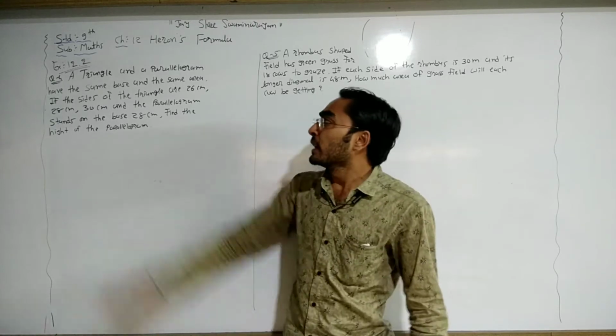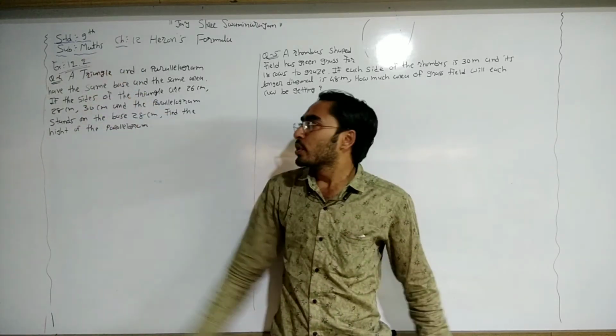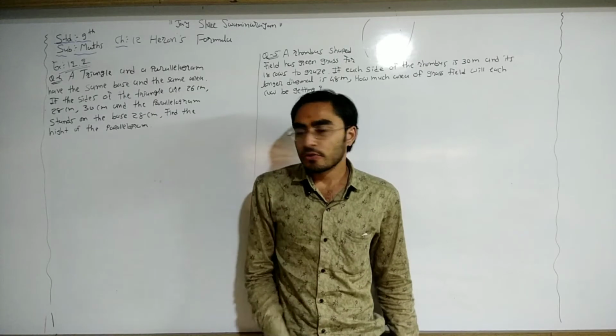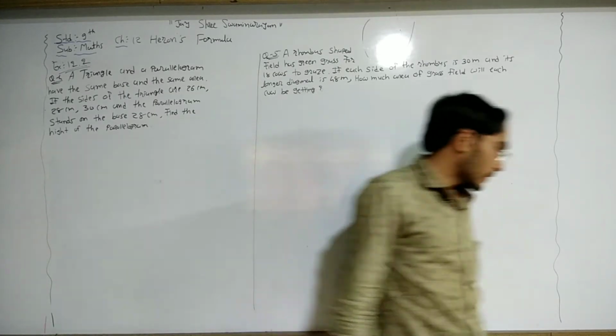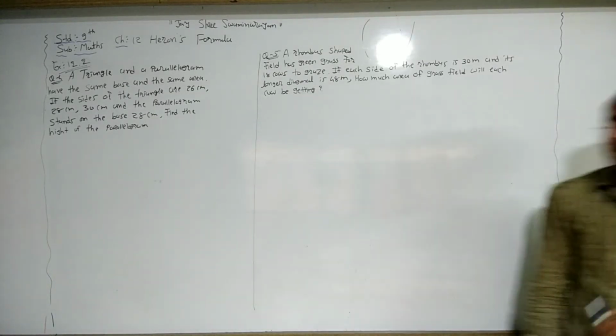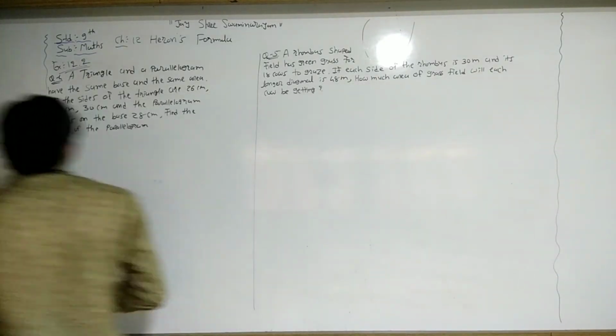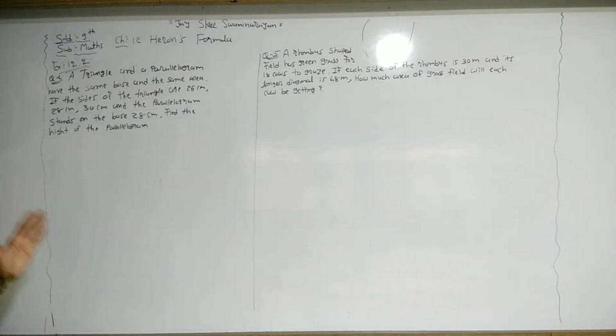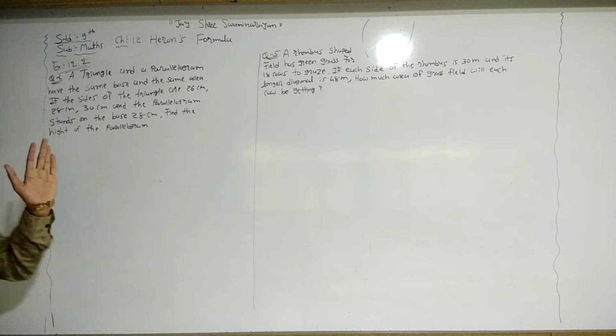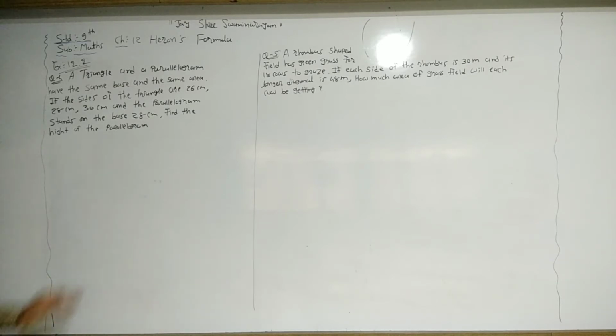Now let's move forward. Exercise 12.2, question number 4. First of all, read this question. Here in question number 4, a triangle and a parallelogram have the same base and same area. If the sides of the triangle are 26 centimeter, 28 centimeter, 30 centimeter, and the parallelogram stands on the base 28 centimeter, find the height of the parallelogram.